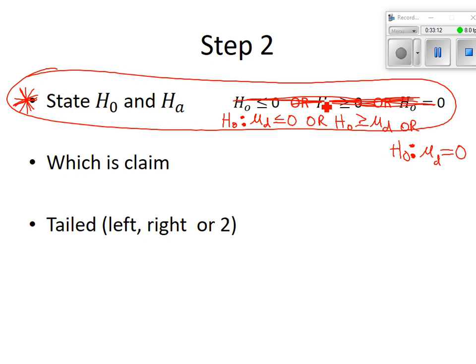So your HO is going to say mu D, the mean of all the differences, is less than or equal to 0, or mu D is greater than or equal to 0, or mu D is equal to 0.